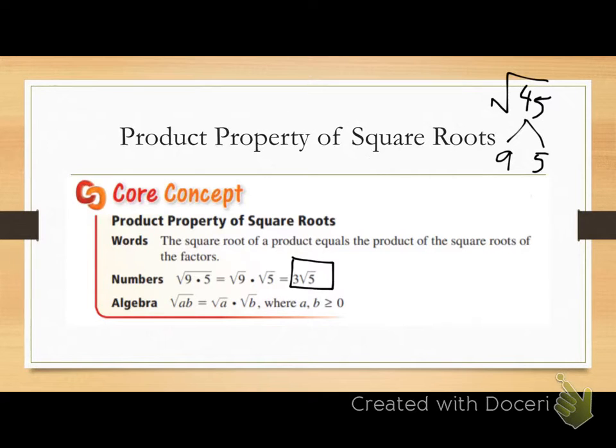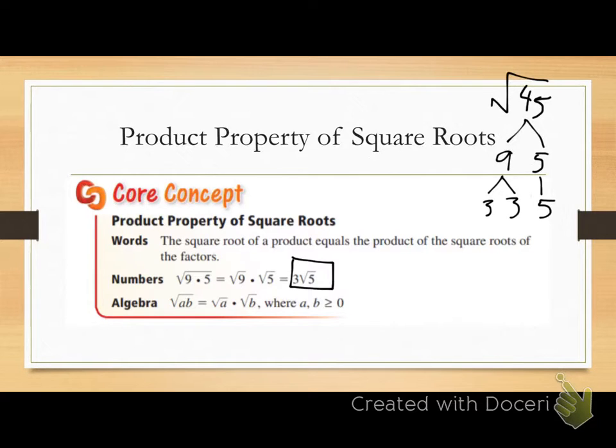Can I break 9 down into anything else? What times what would give me 9? 3 times 3. Is there anything I could break 5 down into besides 1 times 5? No, because 5 is a prime number, right? So I'm just going to bring it down. Can I break my 3s down into anything else? No. These are all prime numbers, right? So this is what I would call my prime factorization of 45. I broke 45 down into all factors that are prime numbers. 3 times 3 times 5.